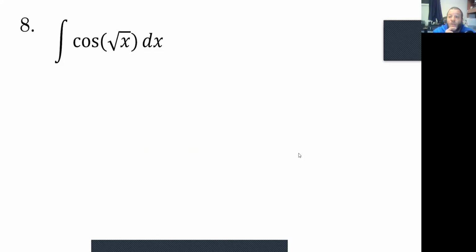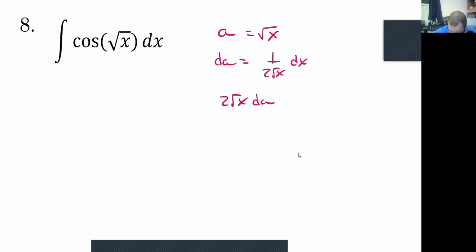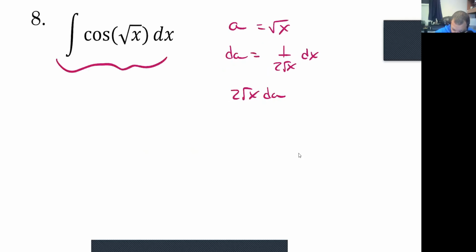So question 8 is similar to question 7, in which if we try to do a straight integration by parts at this point, we're going to run into some trouble, some issues, right? But we can make a nice substitution here. If I say a is equal to the square root of x, then the derivative of a would be 1 over 2 square root of x dx, which means that dx is equal to 2 root x dA.